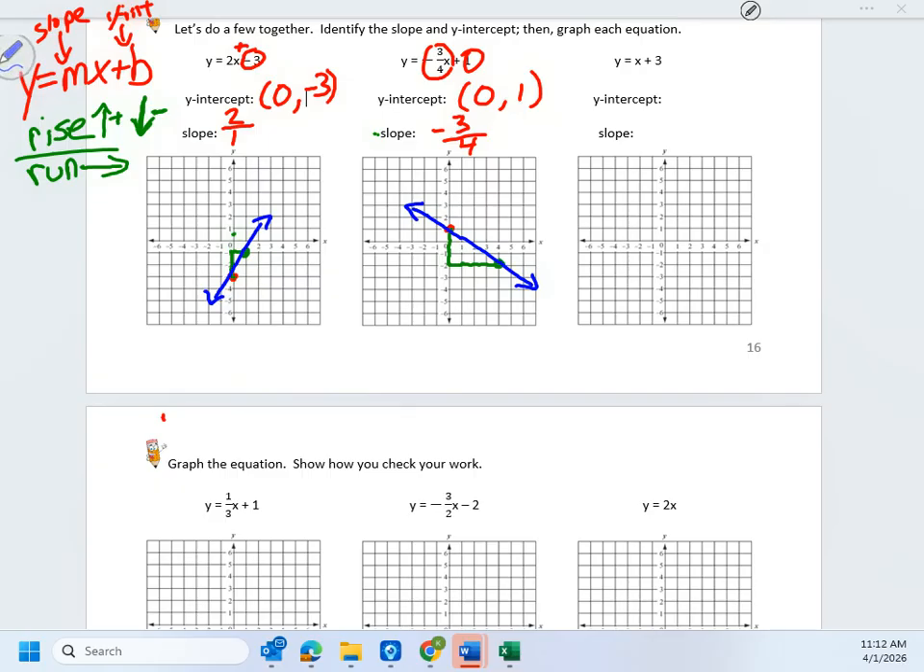All right. Last one. Y equals x plus 3. What would my y-intercept be? Laura? How do I put that into an ordered pair then? Yep, so my ordered pair, the x is a 0, the y is the 3. What is my slope?